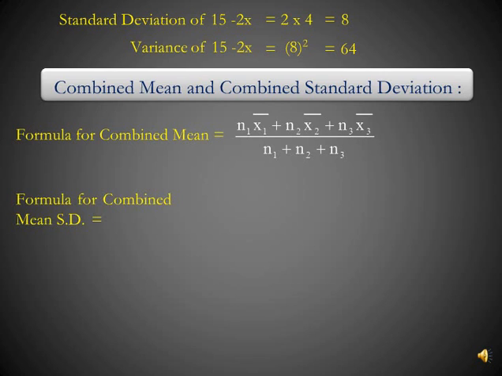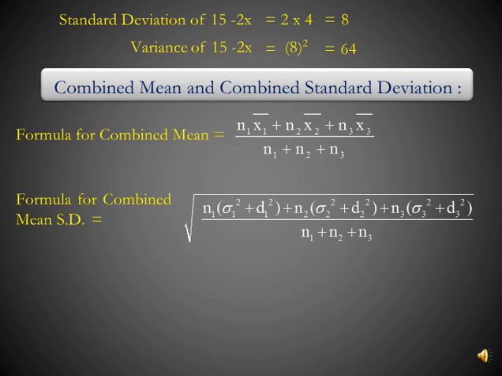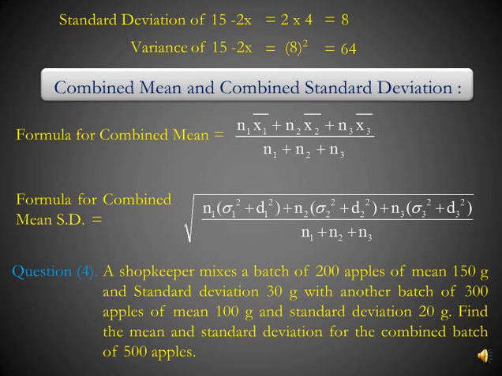Similarly, there is a formula for combined standard deviation. It is given by under root of N1 into sigma 1 square plus D1 square plus N2 into sigma 2 square plus D2 square plus N3 into sigma 3 square plus D3 square upon N1 plus N2 plus N3. So let's do a question for this. A shopkeeper mixes a batch of 200 apples of mean 150 gram and standard deviation 30 gram with another batch of 300 apples of mean 100 gram and standard deviation 20 grams. Find the mean and standard deviation for the combined batch of 500 apples.